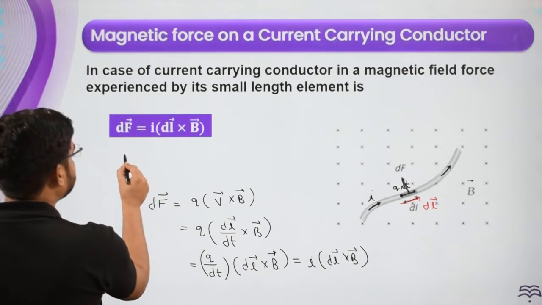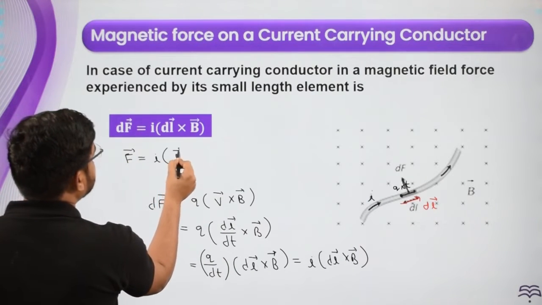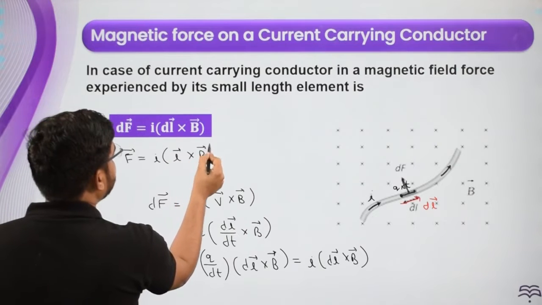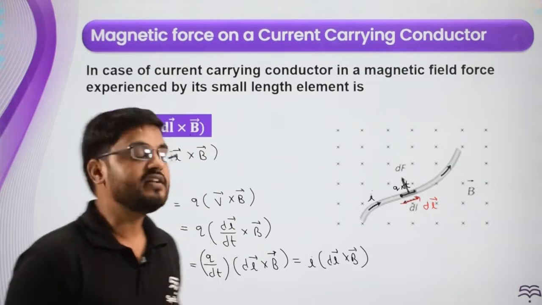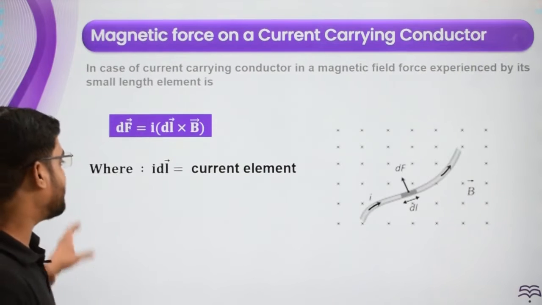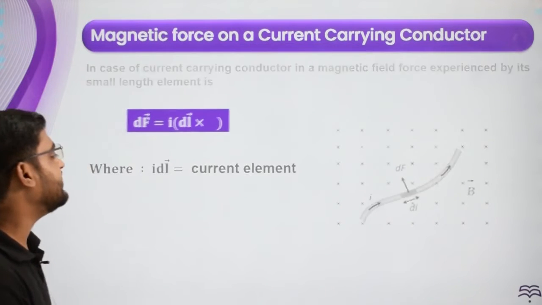Generally we remember this expression in this manner. For L length, it is I L cross B. And L cross B means L B sine theta, where theta is the angle between the L vector and the B vector. Let us utilize this. So I dL is called the current element.